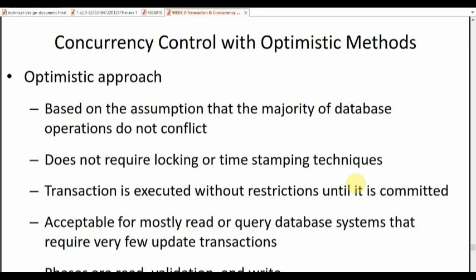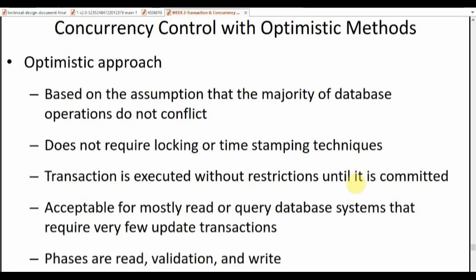Now we can have concurrency control with optimistic methods. This approach is basically very optimistic. It assumes that there will be no conflict and does not require the use of locks or timestamps. The main idea is to wait until a transaction has executed to the end, and then it can commit. Very optimistic. And it's acceptable for most read or query database systems that require few update transactions.